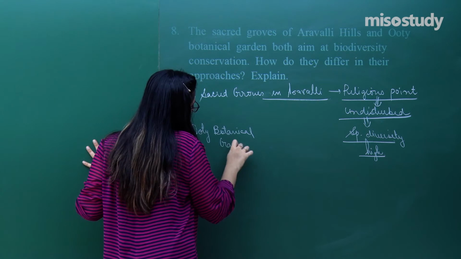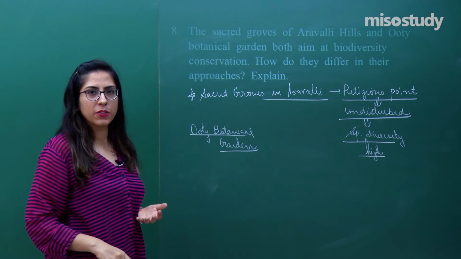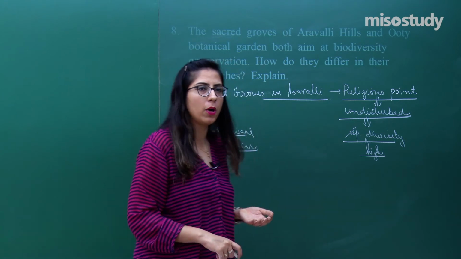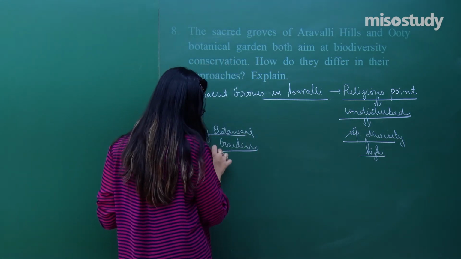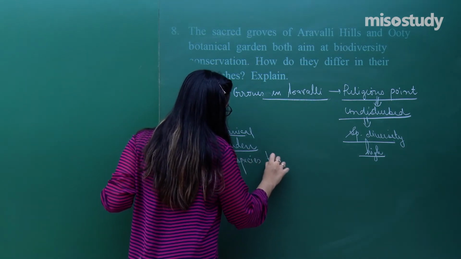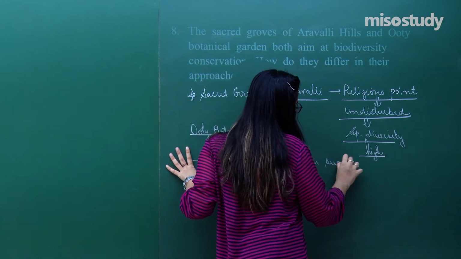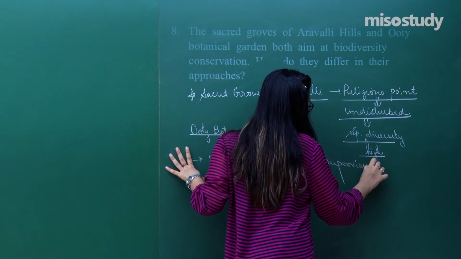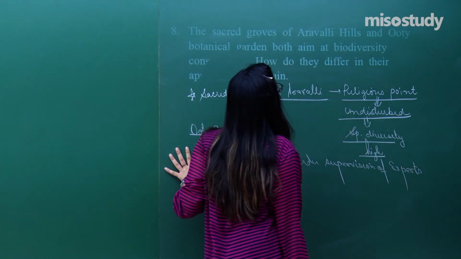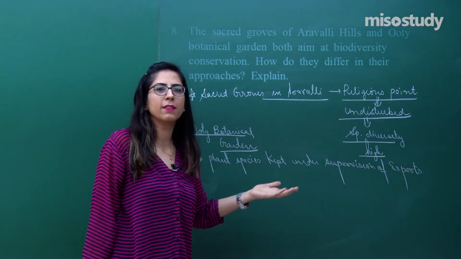So you have to explain about the botanical garden in this. In a botanical garden, the plant species are kept under the supervision of experts, the botanists. Right? How do they differ in their approaches and explain? There is a complete difference among them.